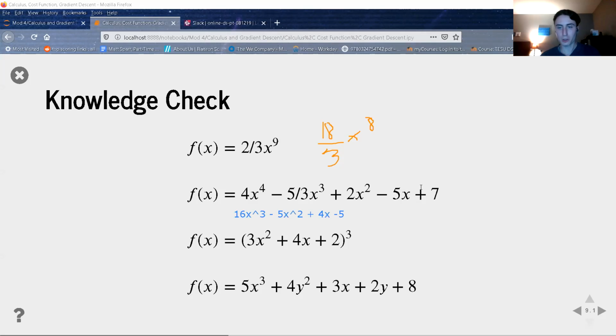Oh, and I guess this touches on a part we didn't mention, but it's kind of assumed. If you have a constant value like the +7, that just drops. The derivative of a constant is 0. All right, the third one then. I guess Bonnie, if you're with us.